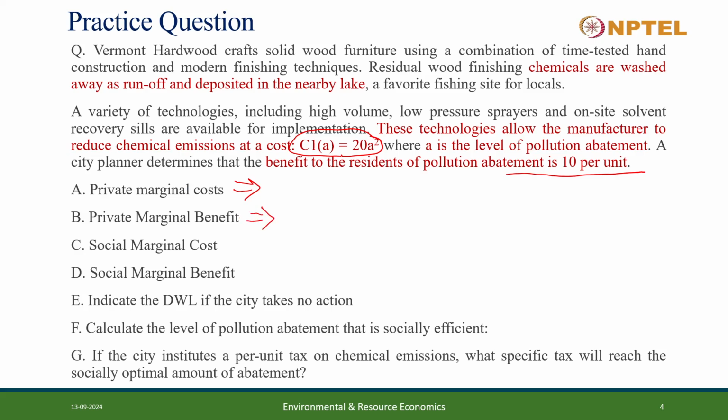Private marginal cost will be the differentiation of this cost function, C1, from which we get 40A, where A is the level of pollution abatement. Private marginal benefit is zero because the company is not getting any benefit from the pollution abatement. For the social marginal cost, private marginal cost is equal to social marginal cost, that is 40A. Social marginal benefit is given as 10 per unit, therefore it is 10.